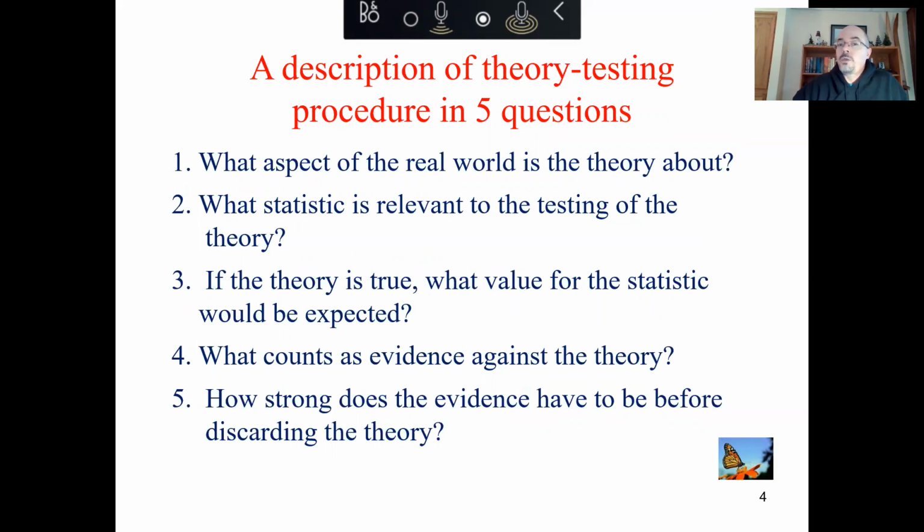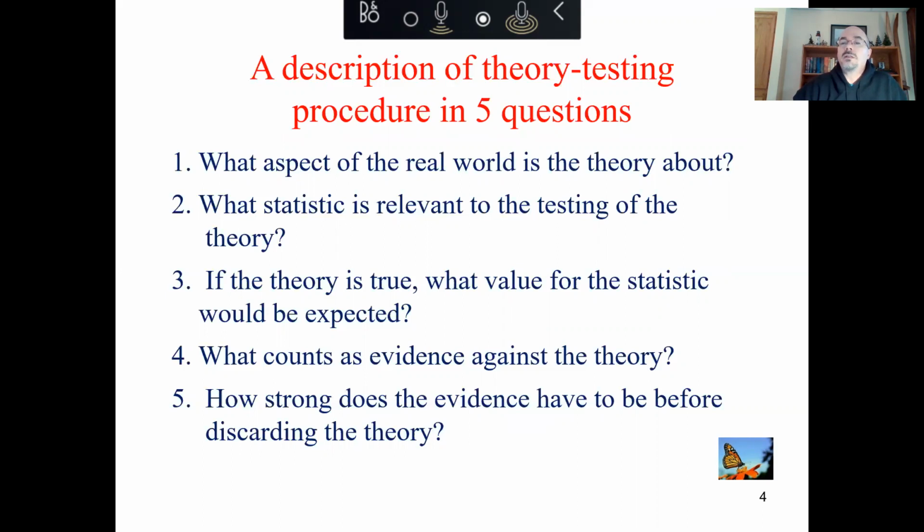1, what aspect of the real world is the theory about? 2, what statistic is relevant to the testing of the theory? 3, if the theory is true, what value for the statistic would be expected? That goes along with our alpha value. 4, what counts as evidence against the theory? Okay, if it's less than alpha, it's at alpha or less than alpha, then it's statistically significant.